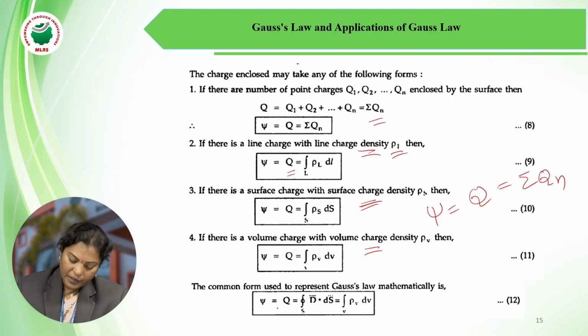So commonly, mathematically we can define Gauss law as psi equal to Q equal to closed integral of D dot ds, that is equal to volume integral of rho v dv. So these are the charge distributions for all charge distribution, that is line charge, surface charge and volume charge.